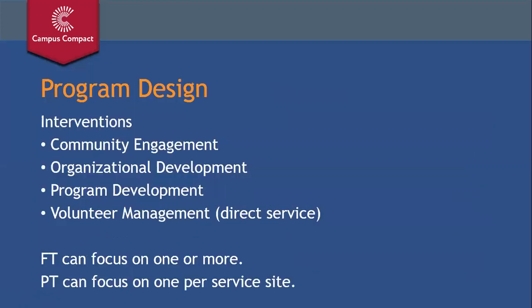So to talk about our program design, what it is that you can actually do with these members in a little bit more detail, I want to talk about the 4 interventions that we have for the Iowa College AmeriCorps program. There's community engagement, a lot of that is around communications. Organizational development, so really building up the structure of the nonprofit or your campus. Program development, working on developing new or enhancing existing programs. And lastly, volunteer management.